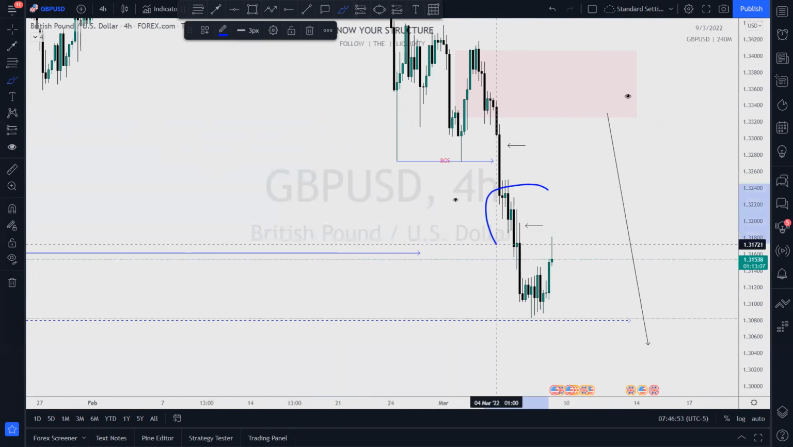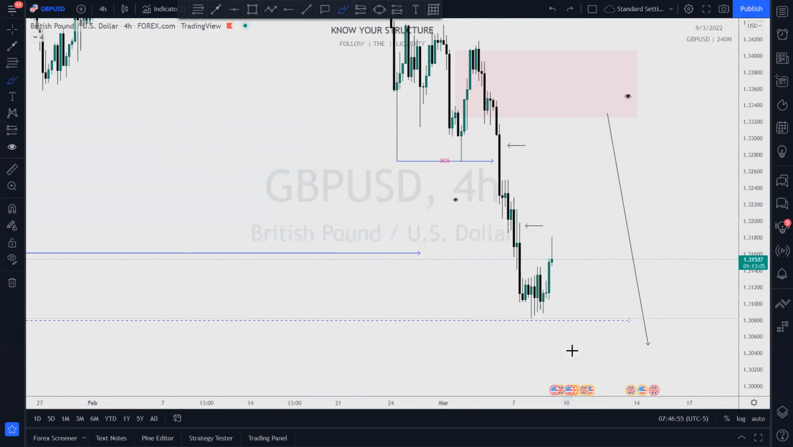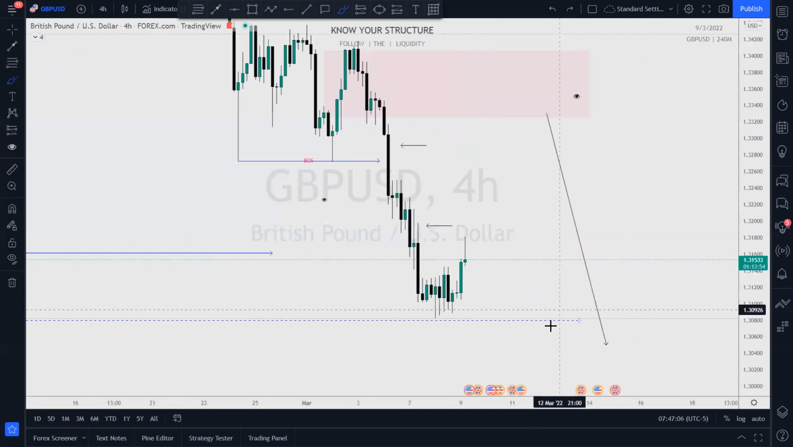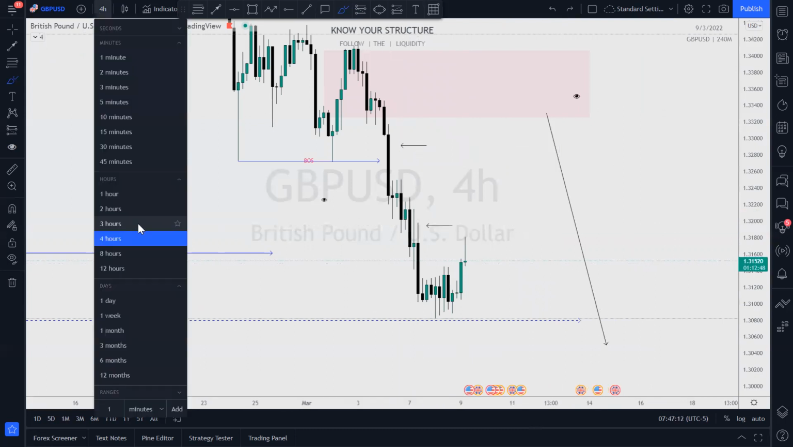And this is where I want to keep my eye and watch for reactions like this here. But I don't want to jump into a short because you want to make sure that you have some confirmations before you do.